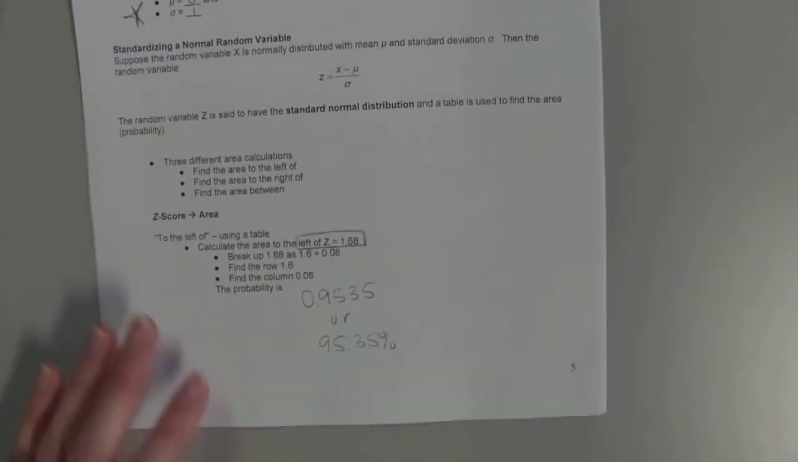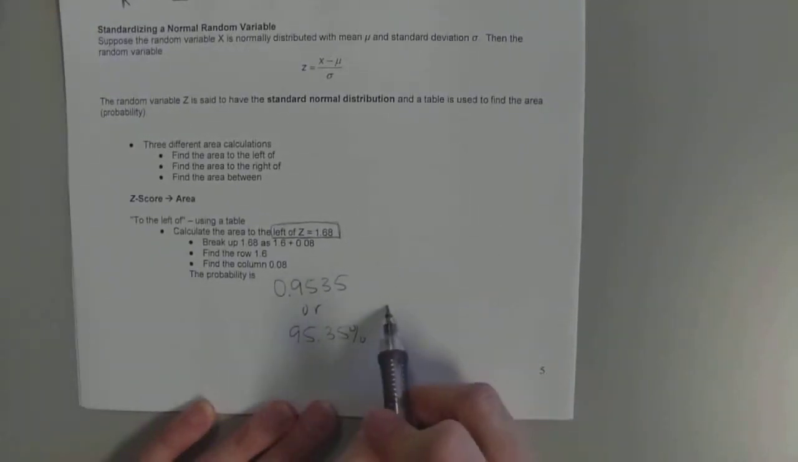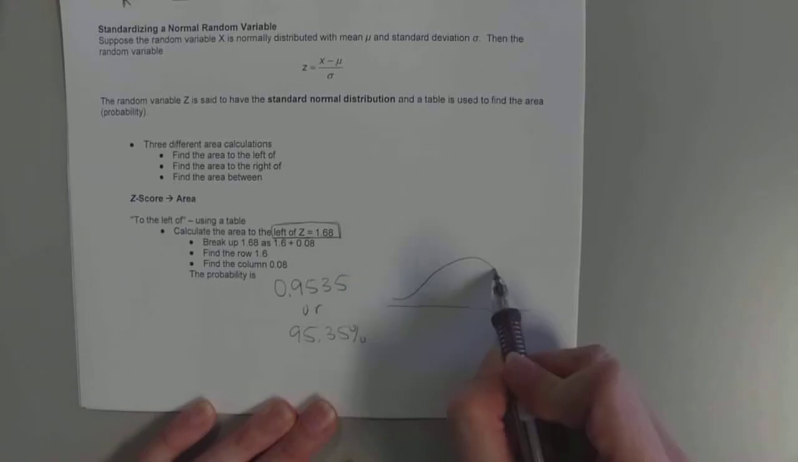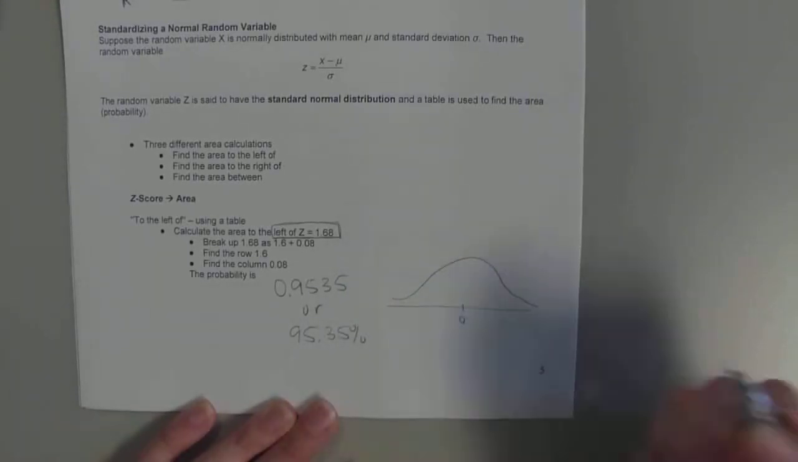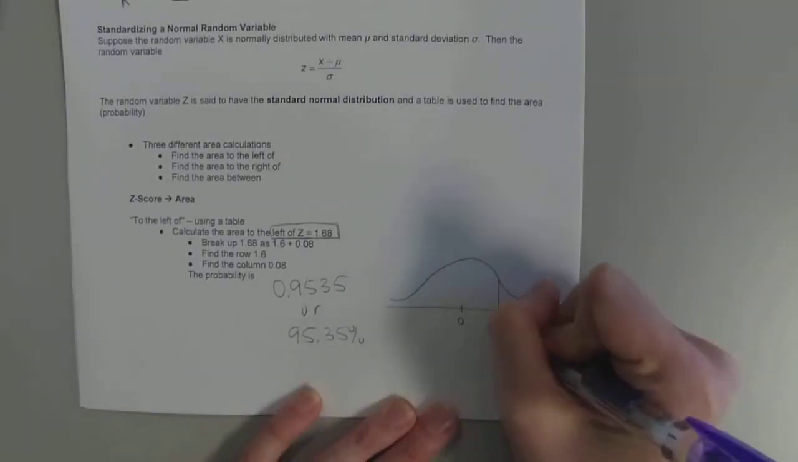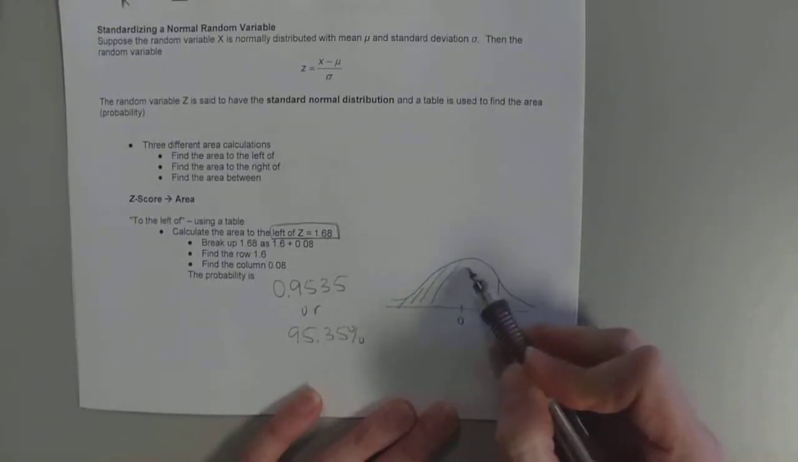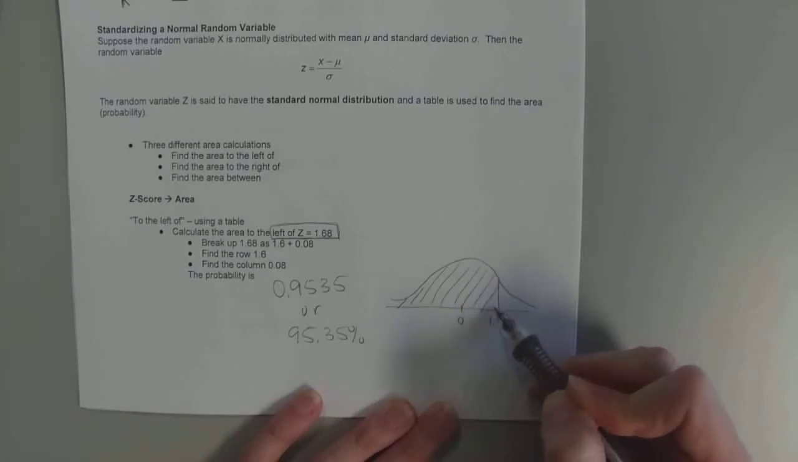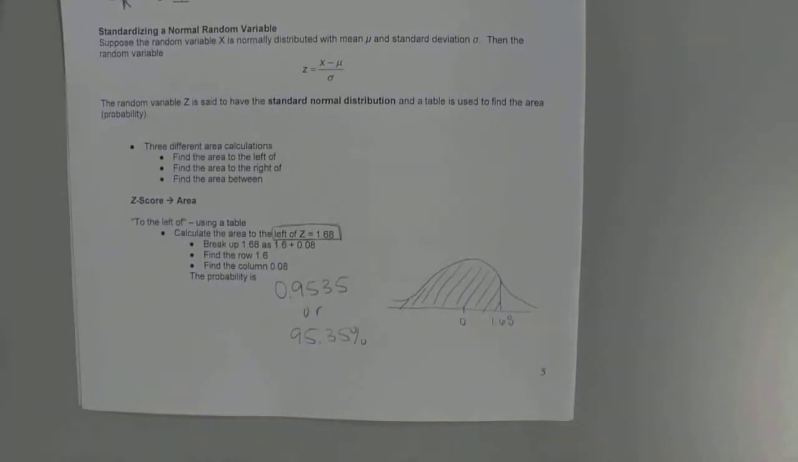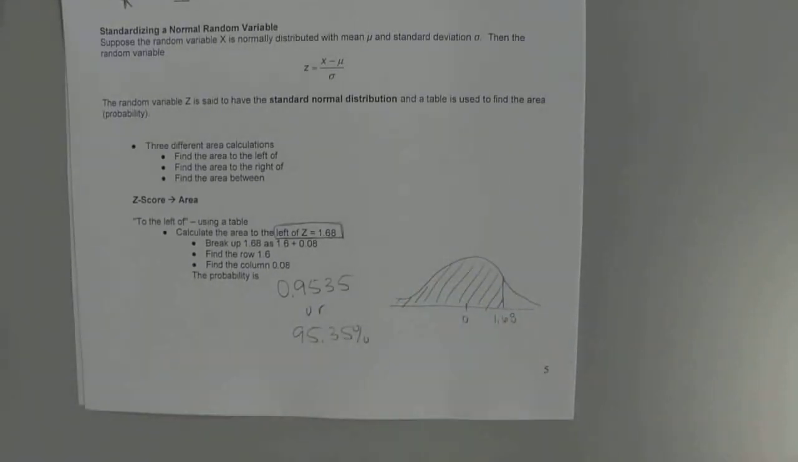95.35%. So to kind of just give you a picture, what the heck did we just find? The mean is 0, and we labeled 1.68, and we're shading the area to the left. And again, have fun with this, you little artsy people. I'm not very good at it, okay? So what did we shade? We shaded a majority of the graph.